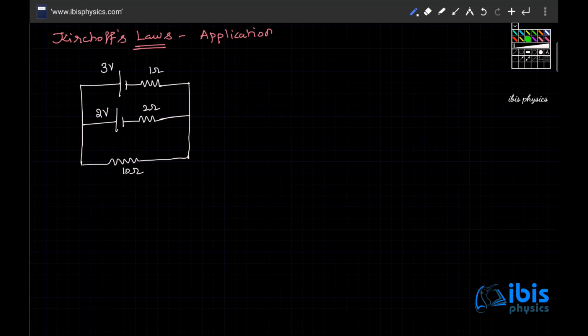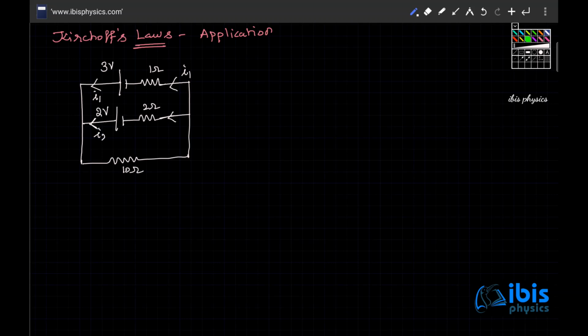So what do we do when we face this kind of problem? Assume the current directions first. Let us say this is positive, current is coming this way. If current is coming this way, the current from this side is also the same. Here is a battery, and current is coming this way. Suppose this current is I1; the current coming out of the battery is I1, so the current going into the battery is also I1. If the current here is I2, the current here is also I2.